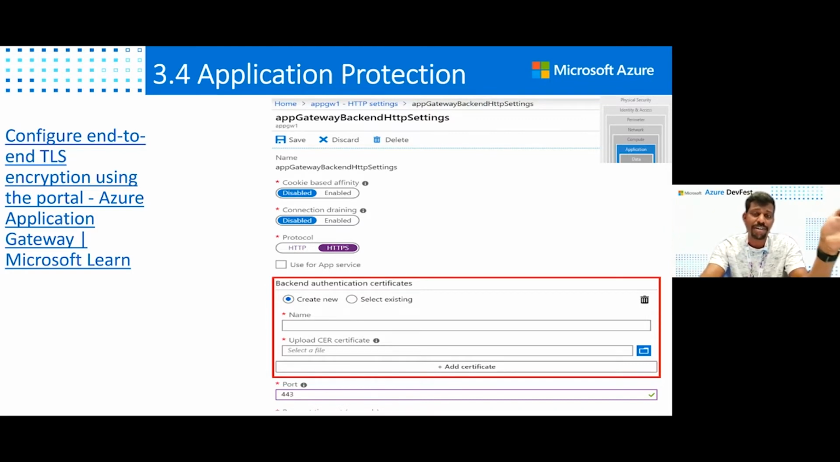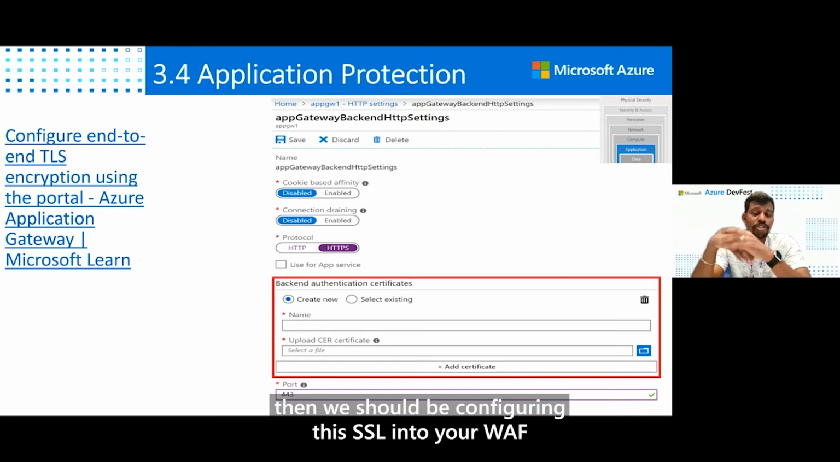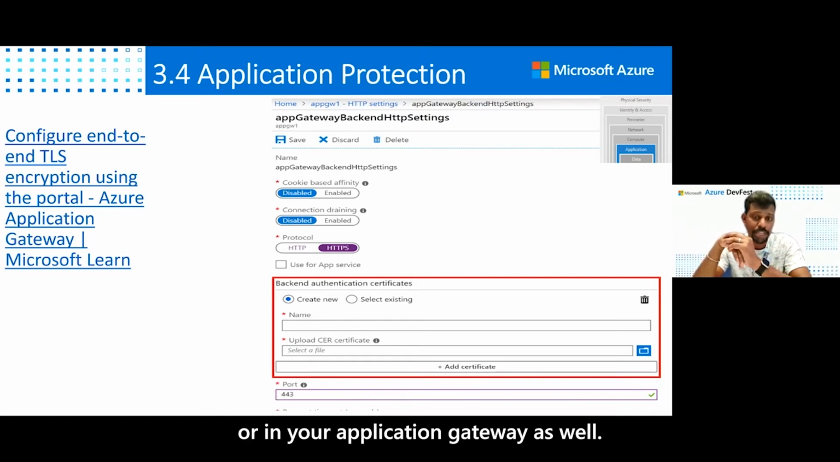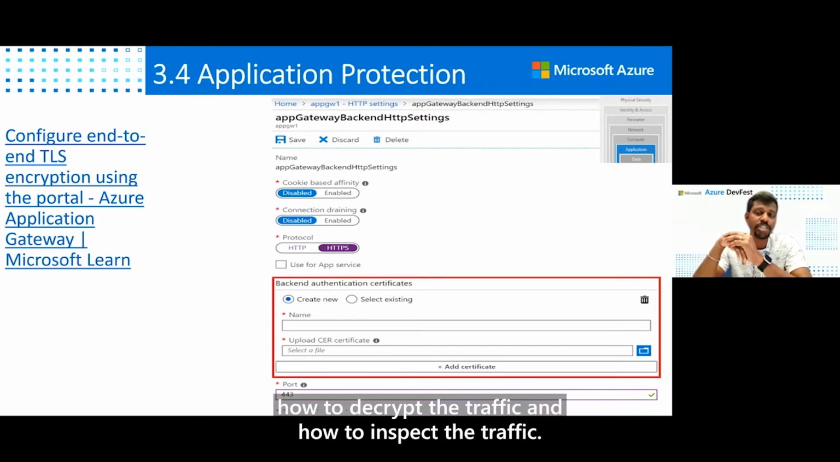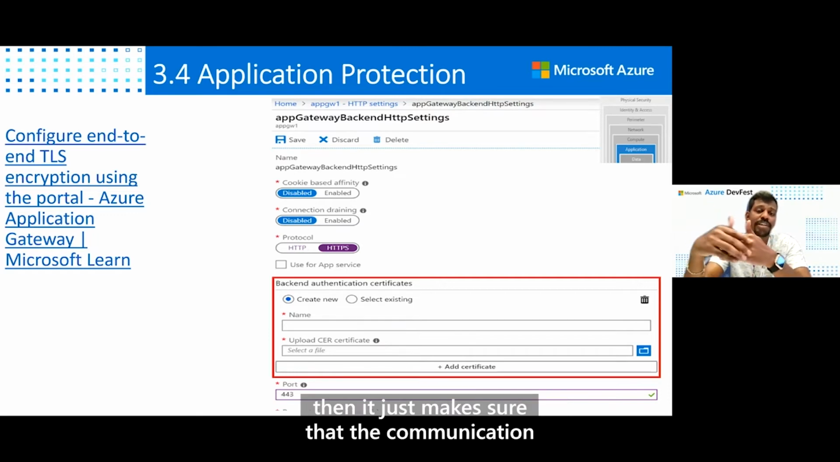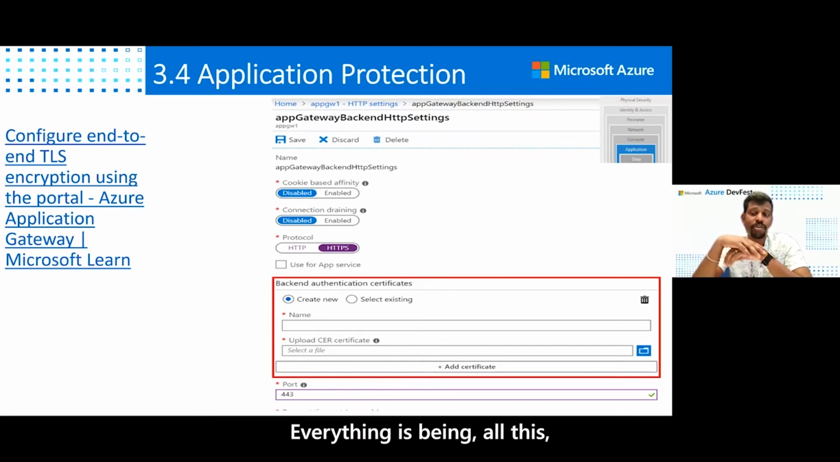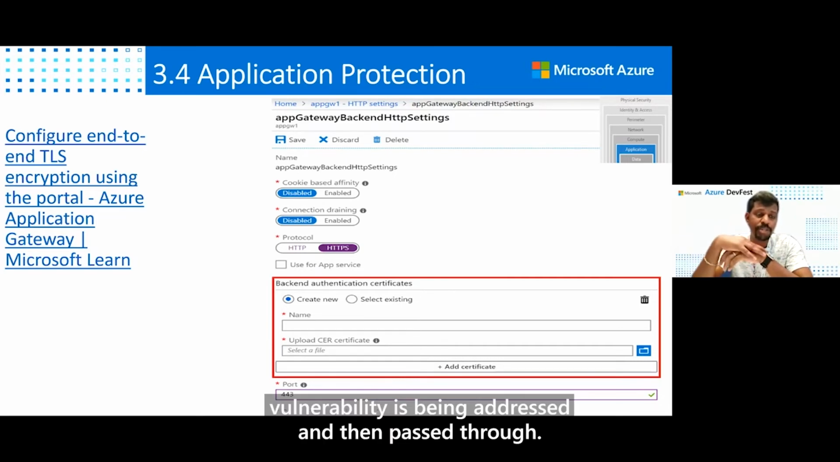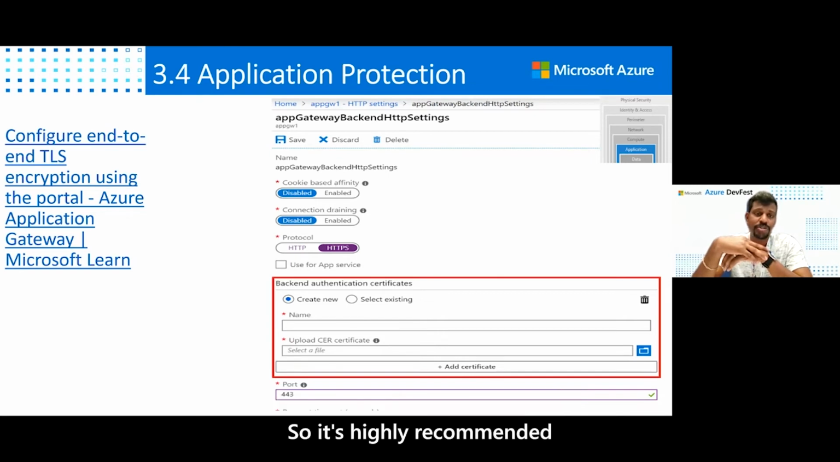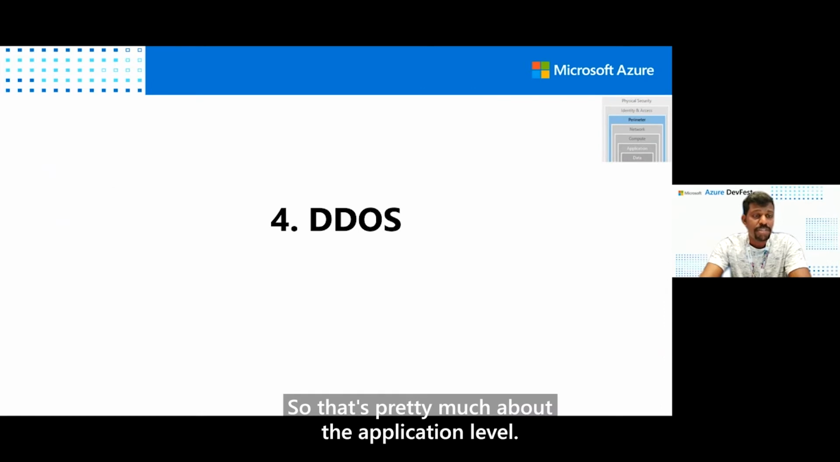TLS for your application, then we should configure this SSL on your WAF or your application gateway, so that your WAF component knows how to decrypt and inspect the traffic. Then it makes sure that everything passed through is being scanned and all vulnerabilities are being addressed. So it's highly recommended that you configure SSL offloading, or SSL decryption and re-encryption, at the WAF level. So that's pretty much the application level.